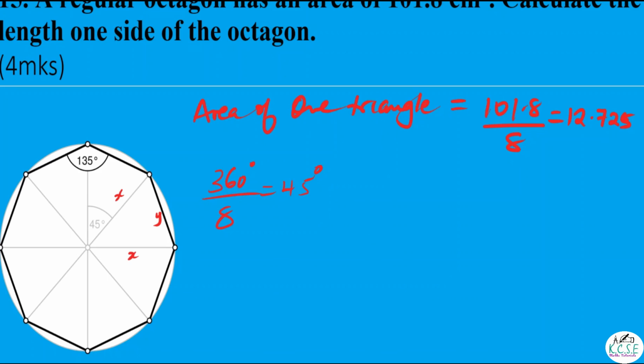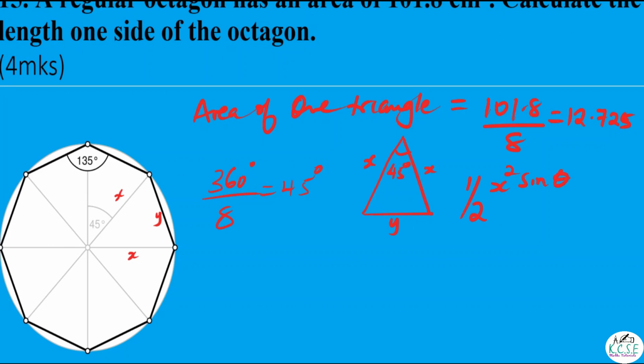Now the next step, we want to get the length of one side, which is Y. So we can extract one triangle, and this is the length we want to get. This is X and this is X, and this angle is 45 degrees. To get the area of this triangle, we use the formula a half x squared sine theta. That is how we obtain the area of that triangle.